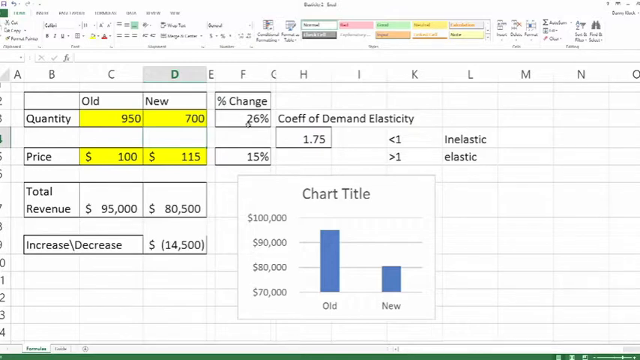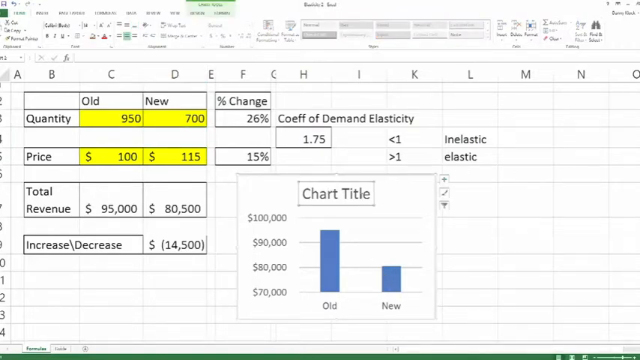But notice my percent change in quantity is 26% over the 15% of price. That comes out greater than 1, 1.75. So this is elastic. And then my total revenue went down, right? $14,000. So there you can see the old and the new. And I should really change my chart title to total revenue while I think about it. Good enough for me. Maybe I should put a period.